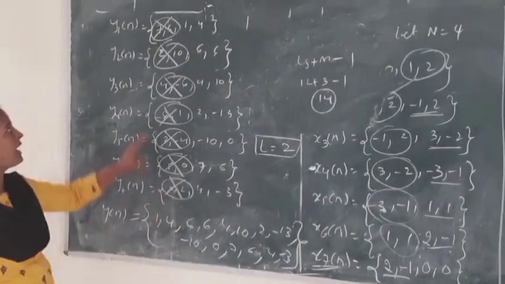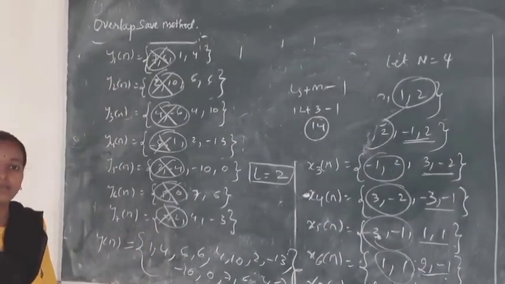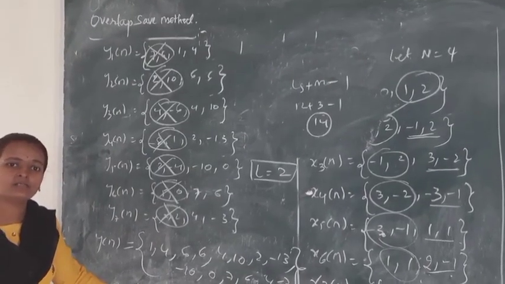This method is called the overlap save method representation. Is it clear, my dear students?